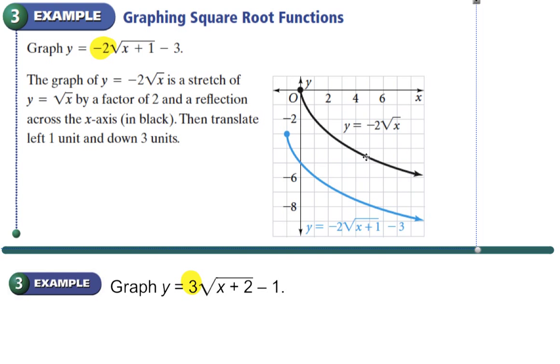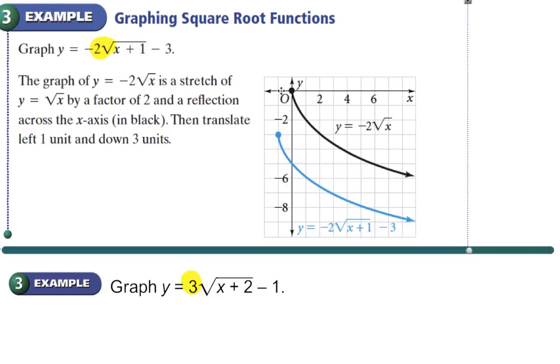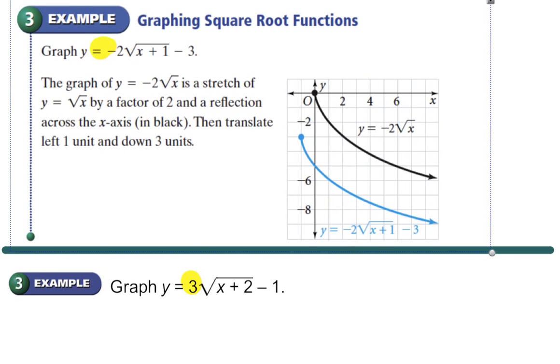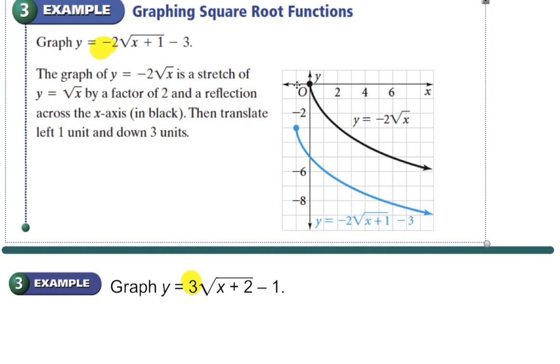And then this told them to go 1 unit to the left. So they went 1 unit to the left, and then negative 3 tells them to go down 3. And that's where that comes into play.